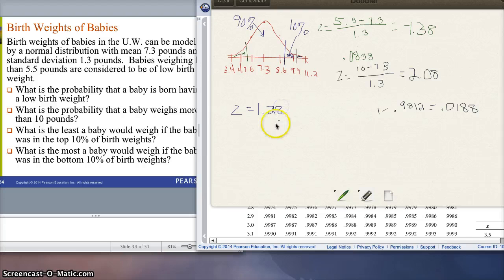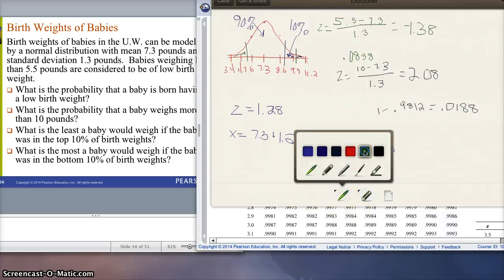Okay, but I need to know what x is. So we're going to use that same thing I had for x earlier. So x equals the mean, which is 7.3, plus your z-score. Remember, a z-score tells you how many standard deviations you are from the mean. So this piece is, I'm 1.28 standard deviations from the mean. That's why you end up multiplying these two numbers together and then adding it to the mean. So then use your calculator, and that gives me 8.964 pounds, or about 9 pounds. So a baby that weighs 9 pounds or more would be in the top 10% of birth weights.